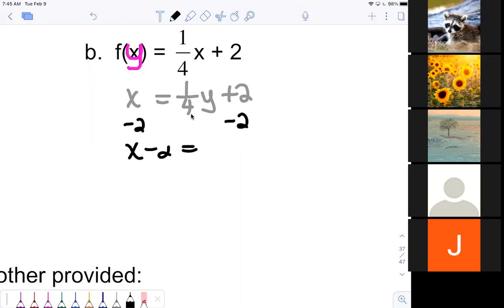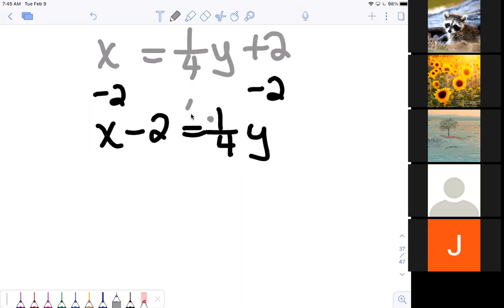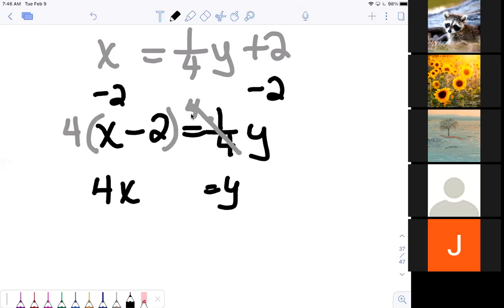And then what? How do you get rid of 1/4 times y? Multiply by 4. Awesome. And I love that you said multiply because we don't want to divide by 1/4. So to get rid of the 1/4, you multiply by its reciprocal. So we're going to multiply by 4. Now here's the little tricky part. On the other side, when you multiply by 4, that is a quantity. All of that has to be multiplied by 4. So the 4's cancel. We have y by itself. On the other side, we have 4x minus 8.